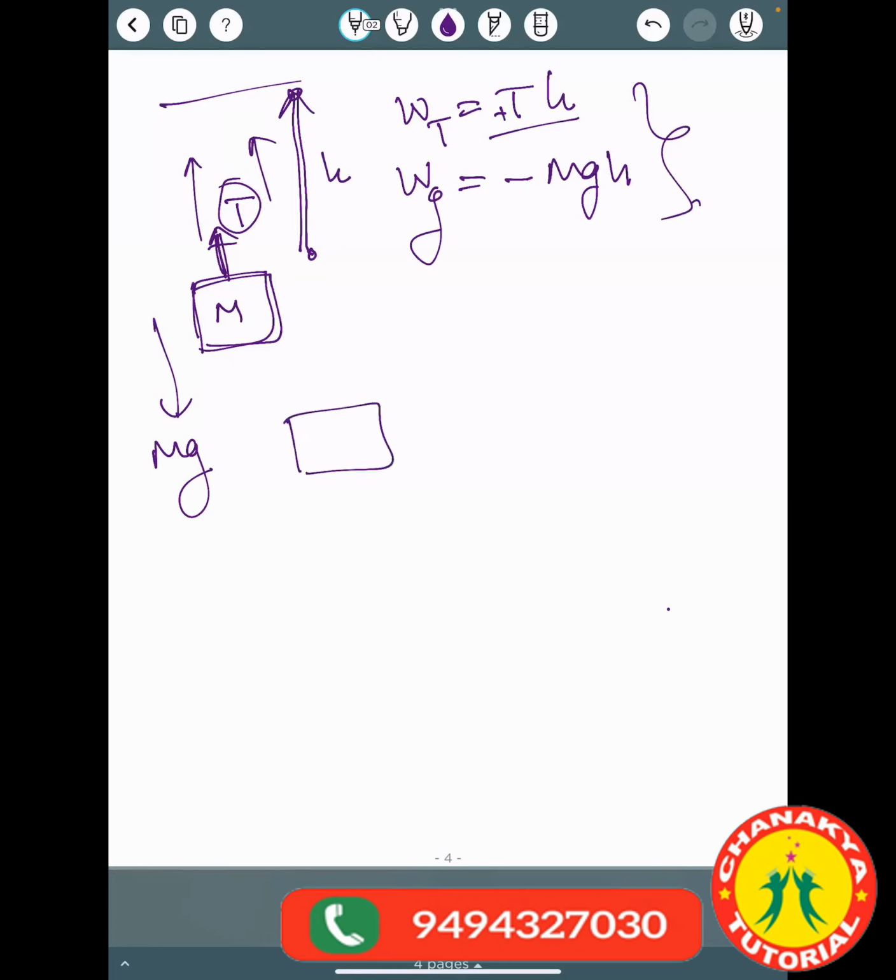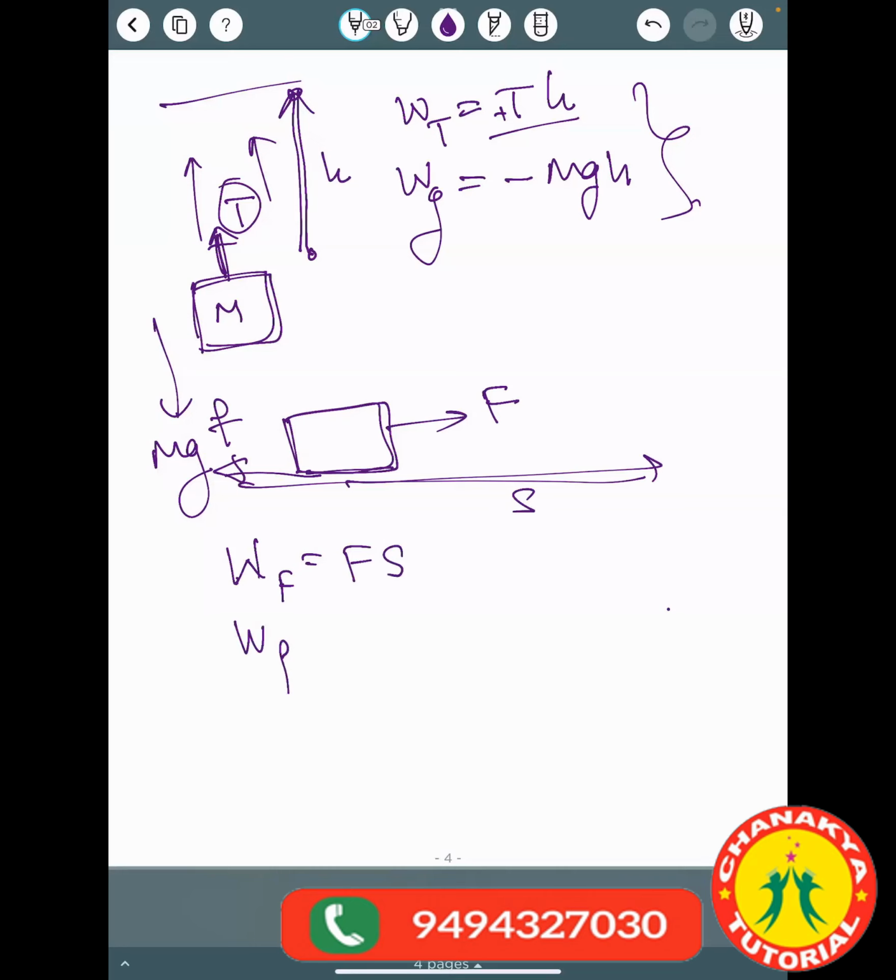Let us say there is a block here, and now I am pulling it with force F, and the friction on it is, let's say, f. If I move it by distance S, what will be the work done by force F? It will be F into S. What will be the work done by friction? Minus f into S.